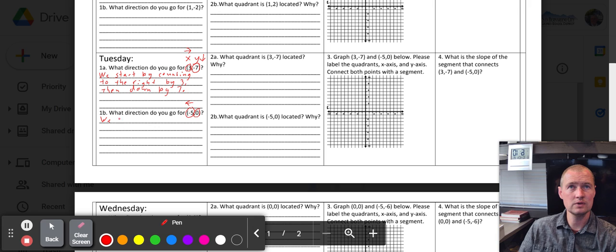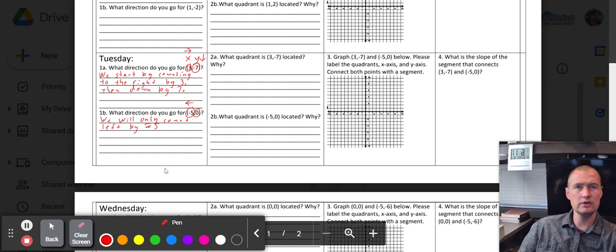We will only count left by -5. All right. Part 2A, which quadrant is 3, -7 located in?